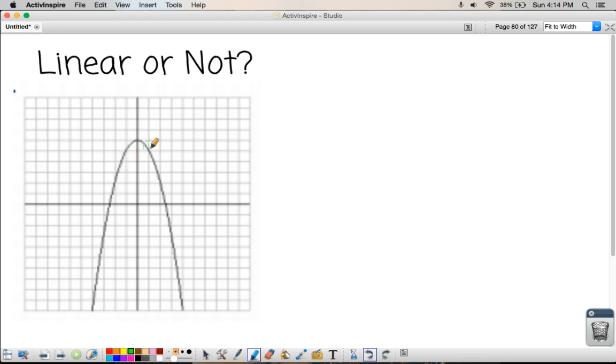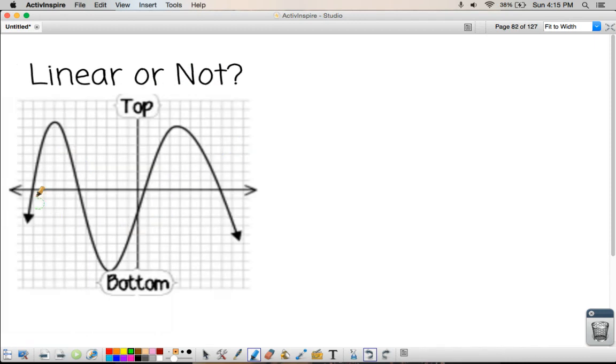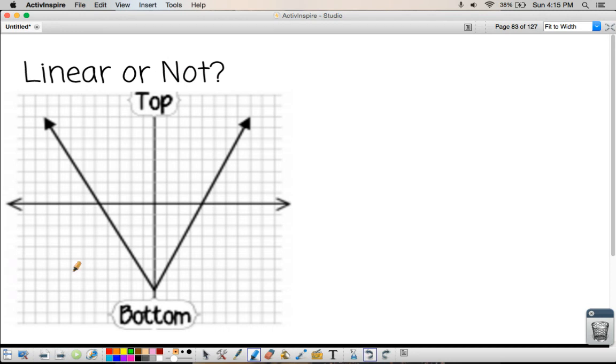This one gives me kind of an upside down U or a frowny face, so it's not linear. Again, this gives me two different straight lines, so it's not linear. Here we just have some squiggles, obviously not straight lines, so it's not linear. Again, a V is not one straight line, so it's not linear.